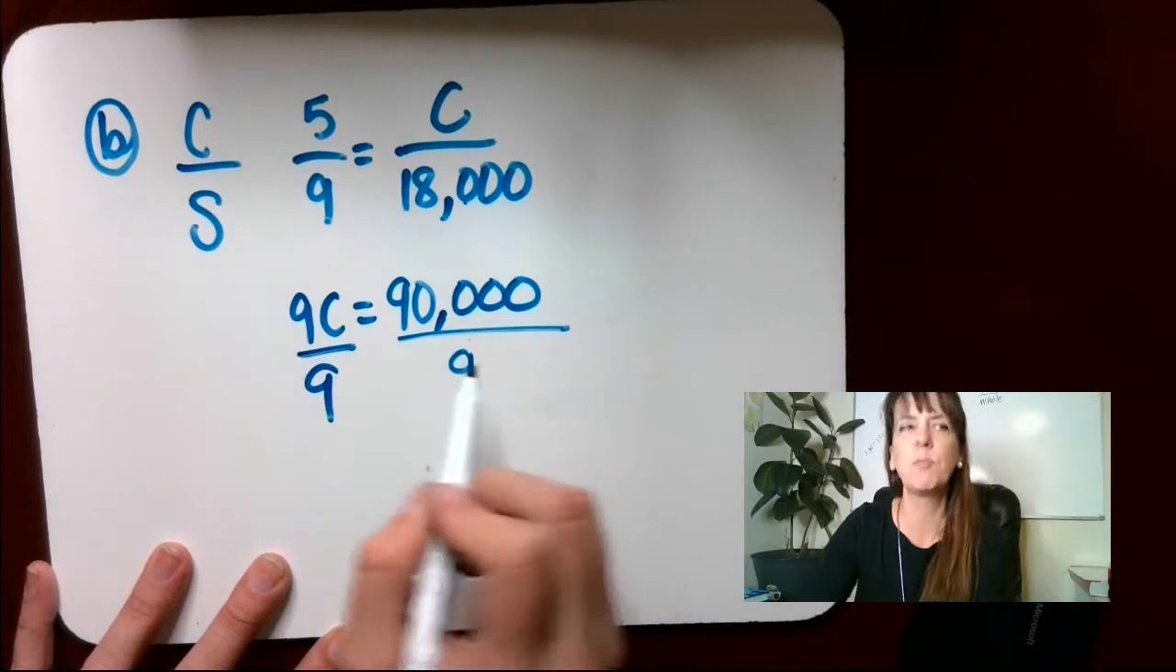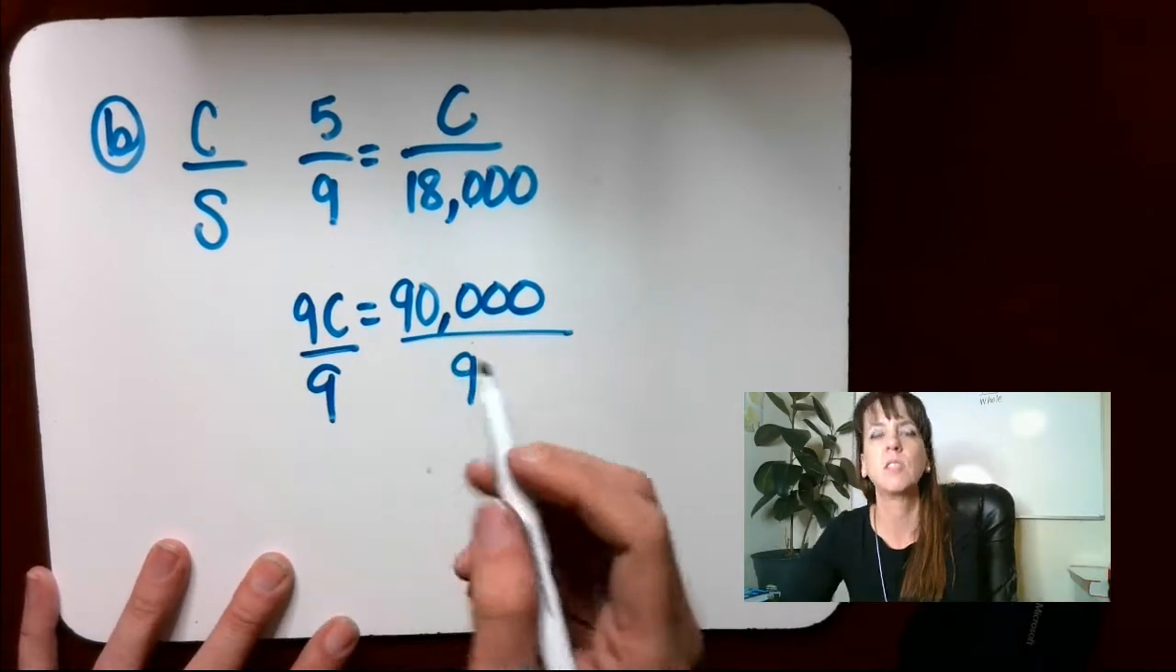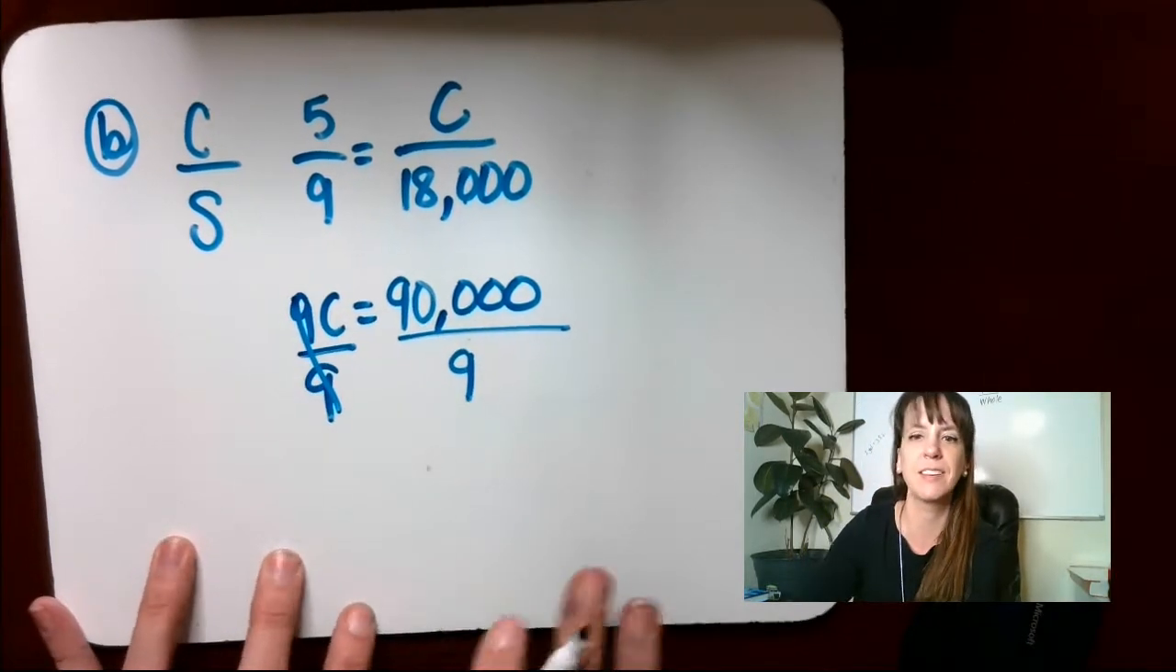Divide by 9. Boris, get over here. Golden Retriever's trying to eat my husky's food.